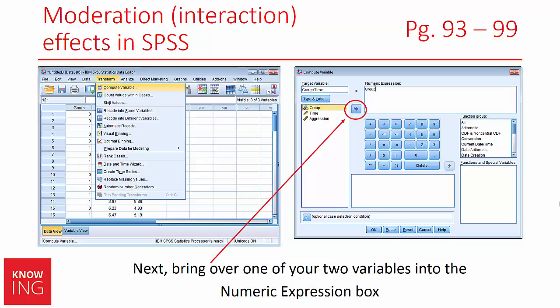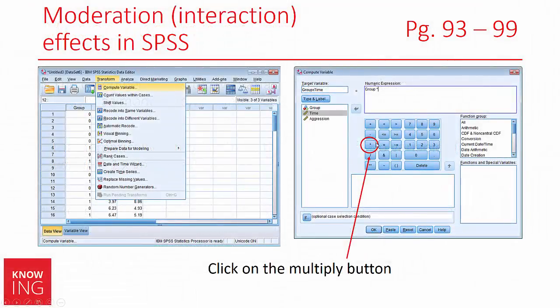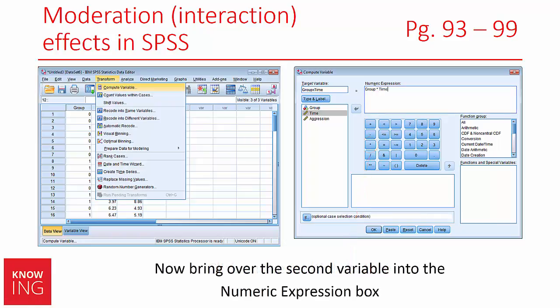Next, you'd bring over one of the two variables which we're multiplying together. So I began by bringing over group first. Click on the group variable in this large rectangle here, click on the arrow button and it will bring it over into the numeric expression box. Now remember earlier I said that mathematically it is just the multiplication of the two variables. So what we have to do next is click on the multiply button, which will bring it up into the numeric expression as well. Now we bring over the second variable, in this case time, into the numeric expression box.